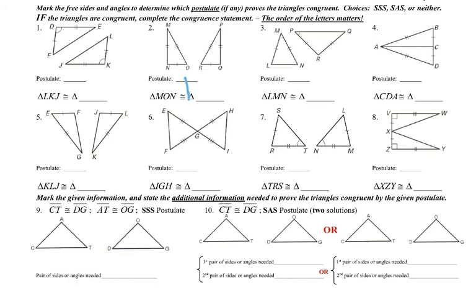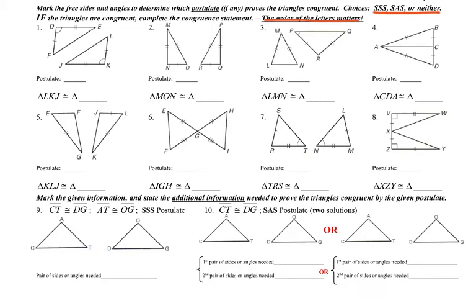So what we're going to do is look at our picture, look closely at how the picture is marked, decide if it's a side-side-side picture, a side-angle-side picture, or neither. If it's congruent, we're going to complete the congruent statement, and the order of the letters is going to matter.